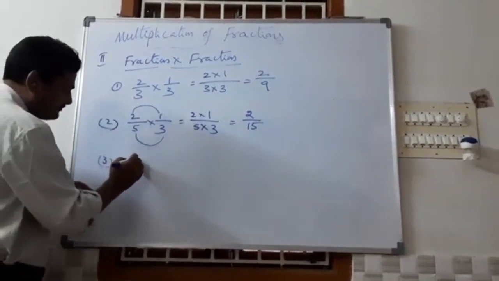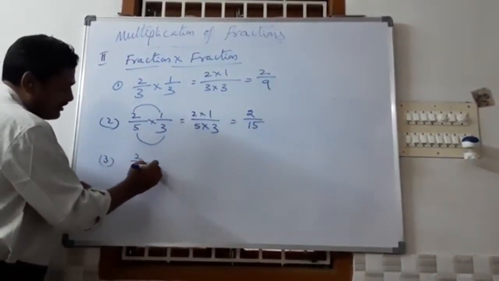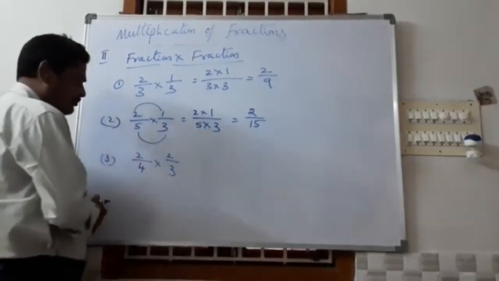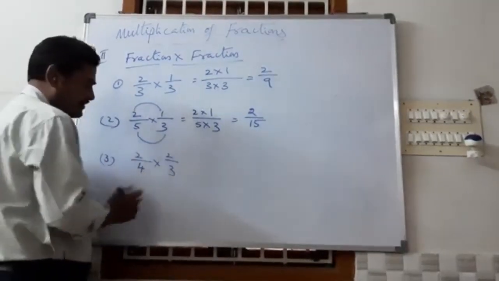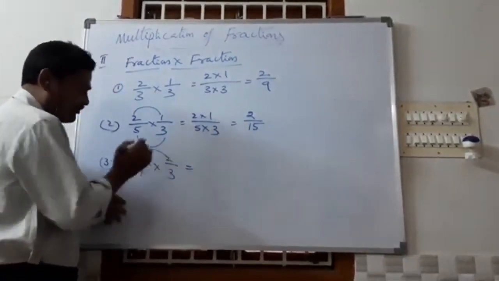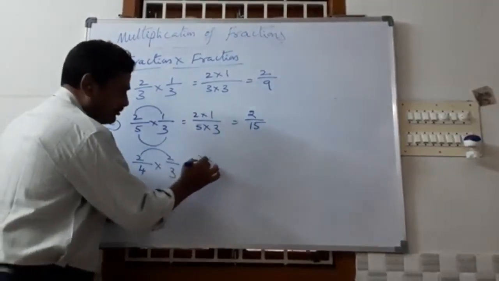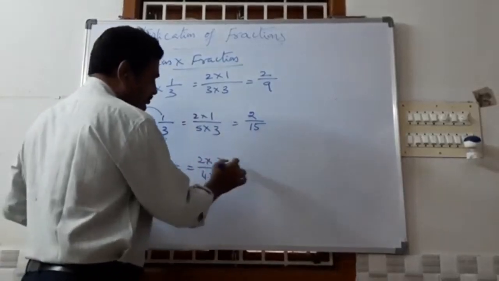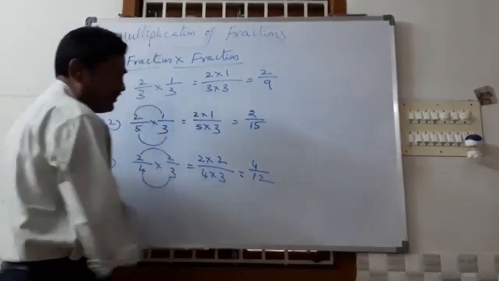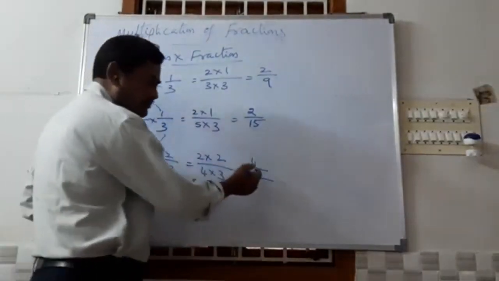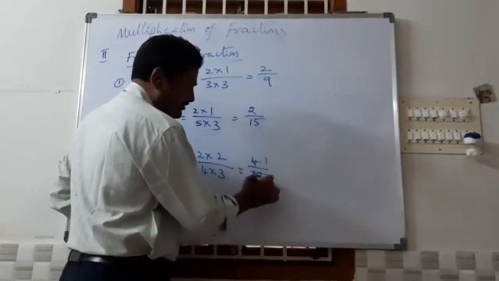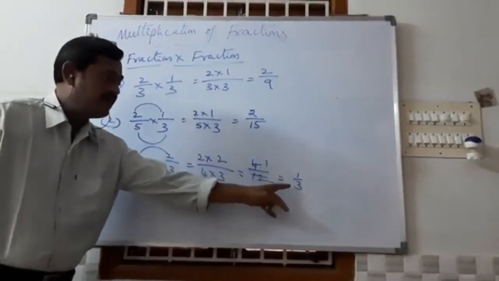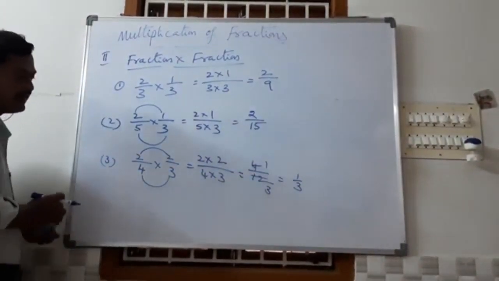If we take another example, 2 by 4 into 2 by 3. That equals, now numerators, what are the numerators? 2 into 2, by 4 into 3. That equals 2 2s are 4, by 4 3s are 12. If we leave it like that, or we want to simplify this fraction, 4 1s, 4 3s. So here the simplest form of 4 by 12 is 1 by 3. Like this we can multiply.